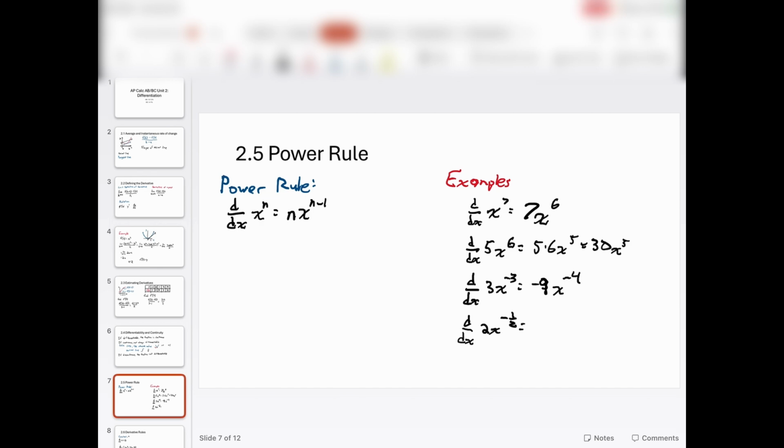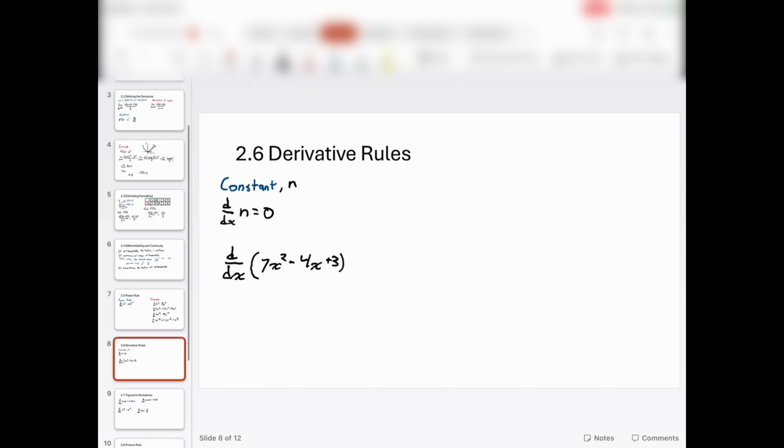And if we have, like, a square root, for instance, this would just be 2 times negative 1/2 x to the minus, and a half minus 1 would just be negative 3/2. You get negative x to the negative 3/2. So now let's look at some other derivative rules.